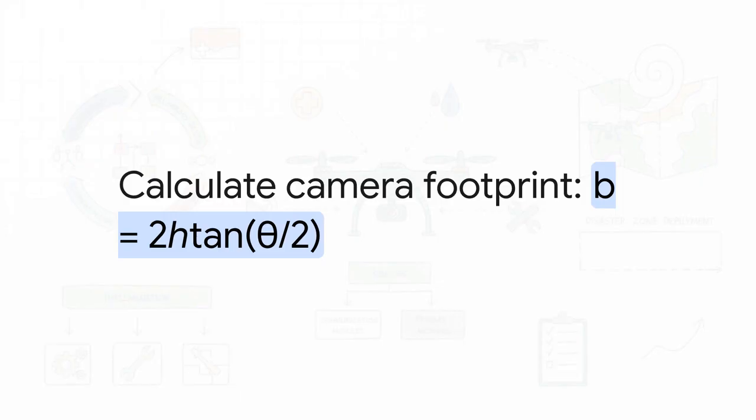That's the base, b. You find it by taking 2, multiplying it by the drone's flight height, h, and then multiplying that by the tangent of half the camera lens's exact angle of view, theta. Basically, this tells the system engineer exactly how wide of an area a single picture covers, which then dictates exactly how many pictures you need to cover that required 1 square kilometer.